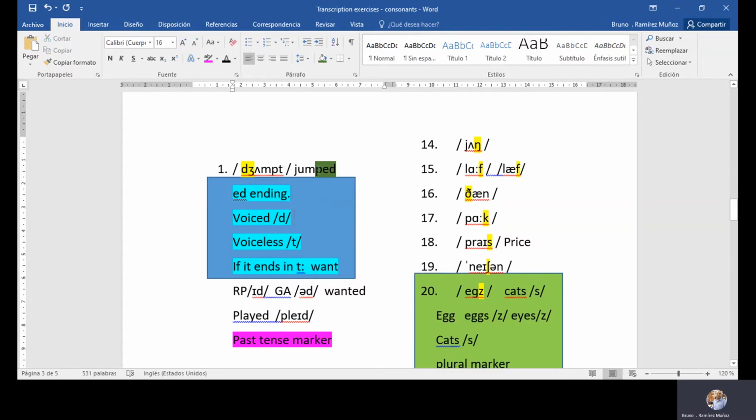So remember that if the last sound, in this case jump, the last sound is voiceless, right? And we're talking about a regular verb ending in ed, then as the last sound is voiceless, we need to use a voiceless t. And if the verb ends in a voiced sound, right? We need to consider d, a voiced d, as the past tense marker to be used there, okay?